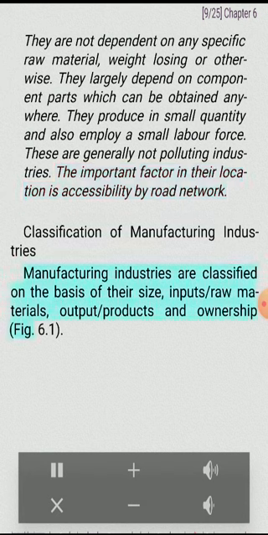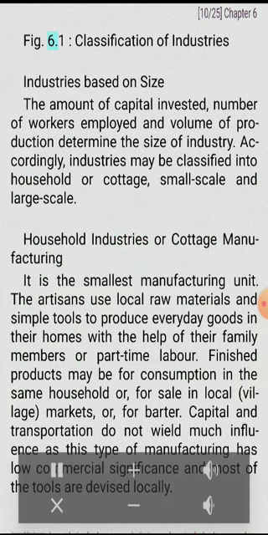Classification of manufacturing industries. Manufacturing industries are classified on the basis of their size, inputs, raw materials, output, products, and ownership. Fig. 6.1. Classification of industries. Industries based on size. The amount of capital invested, number of workers employed, and volume of production determine the size of industry. Accordingly, industries may be classified into household or cottage, small scale and large scale.